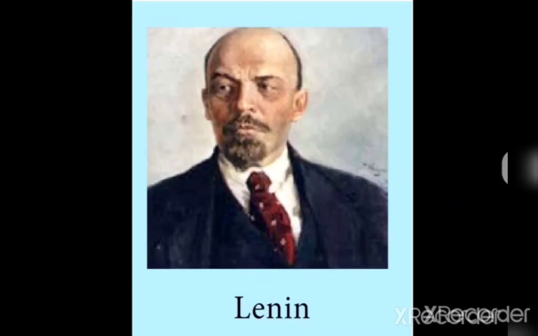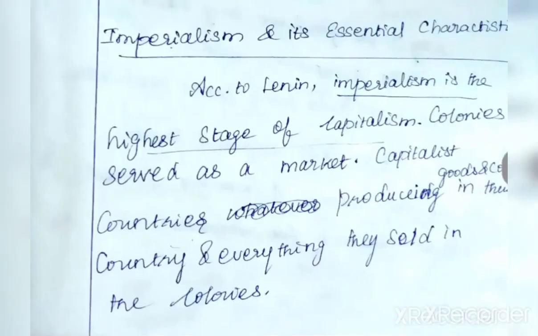The next one, Lenin. What did Lenin say? According to Lenin, imperialism is the highest stage of capitalism. What is the meaning of imperialism? The aggressive behavior of one's own country. The capitalist countries were producing more and more goods and commodities, and they had to sell them in the market, which they found in Asian as well as African colonies.